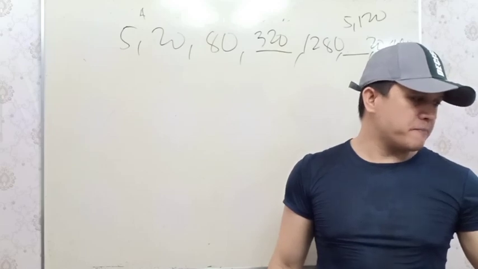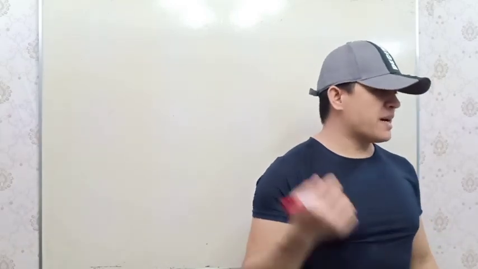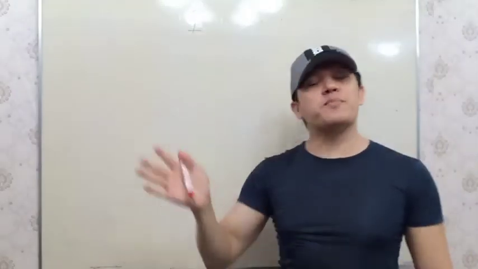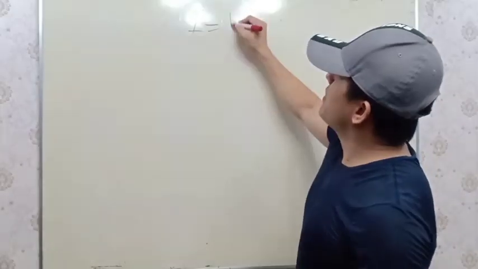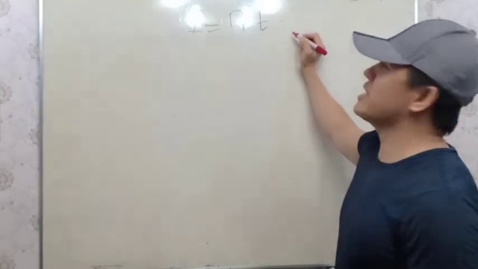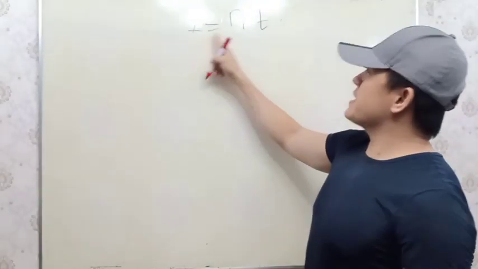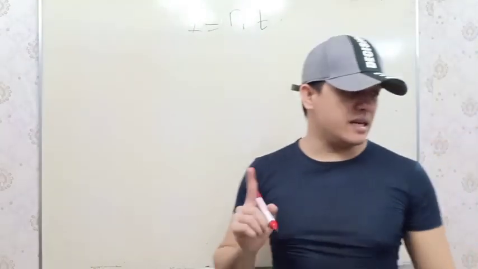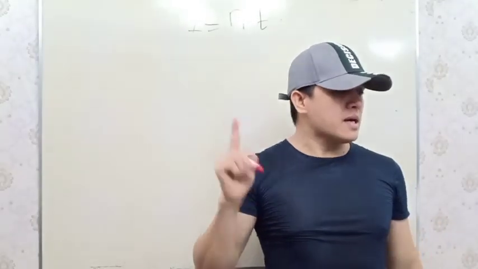Okay, next one. Next number we have here: at what rate per annum, that means interest rate per year, should 2,400 be invested so that it will earn the interest of 800 in 8 years? Simple interest, I is equal to PRT, where I is the interest, P is the principal, R is the interest rate, and T is time in years.